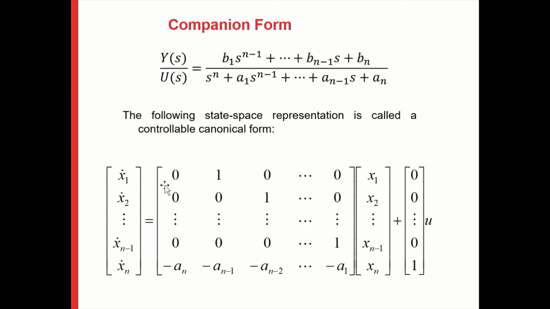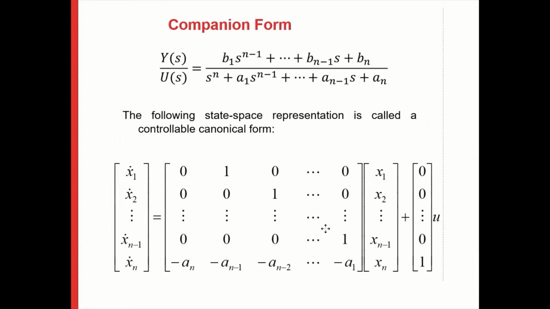This top half is completely zeros, but there's a 1 going down here, which is 1 off the main diagonal. This is called the main diagonal down here, and this is 1 off the main diagonal. So we get some 1s going off the main diagonal, and then we get these numbers here, going along in reverse order with negative signs in. So this is a promising approach.